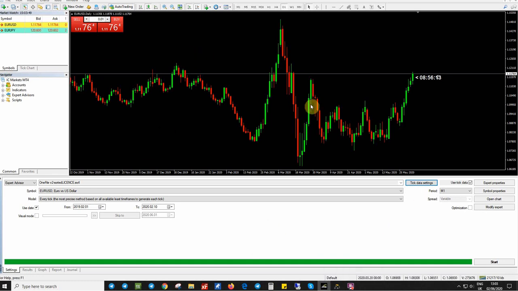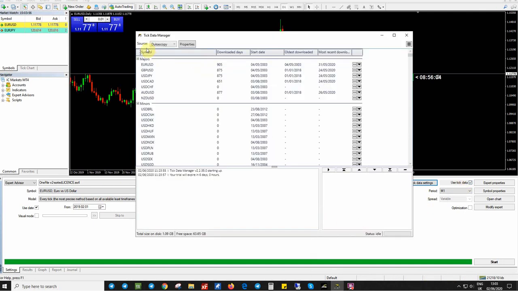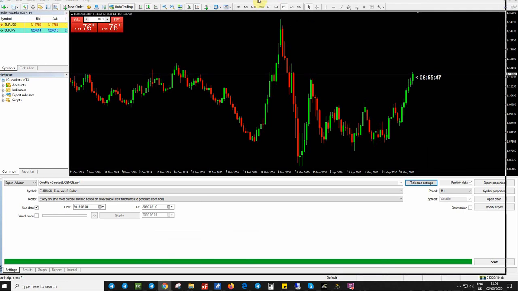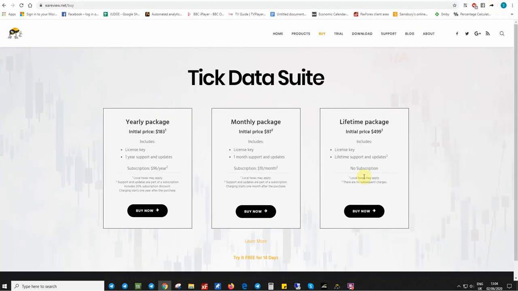I've got my MT4 here which I'm using for the back test. I'm using real tick data from Dukascopy. It's very important that when you do back testing that you use genuine tick data which you have to buy or rent. Again, you can get it from the Tick Data Suite here. You can buy a lifetime package, or you can buy it for the year, or you can rent it per month. I've bought the lifetime package, because I'm always doing a lot of back testing.